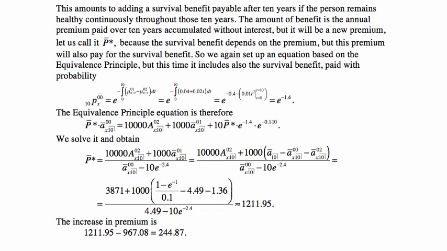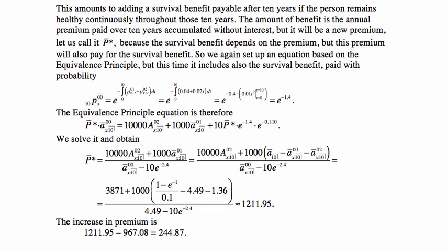and it's paid with probability e to the minus 1.4, and its present value at time 0 is obtained by multiplying it by discount factor, which is e to the minus 0.1 times 10. e to the minus 0.1 times 10 is e to the negative 1. e to the negative 1 times e to the negative 1.4 is e to the negative 2.4.